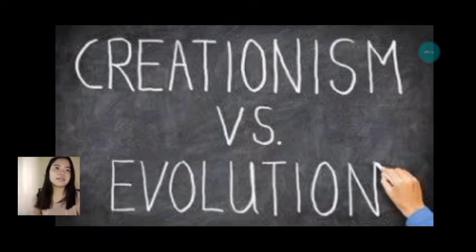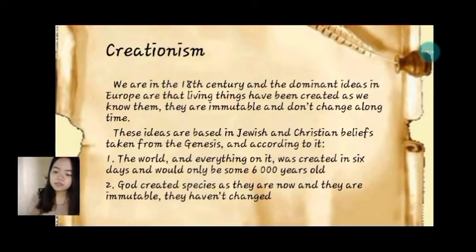First is creationism and evolutionism. So it says that in creationism, we are in the 18th century, and the dominant idea in Europe is that living things have been created as we know them. They are immutable and don't change over a long time.